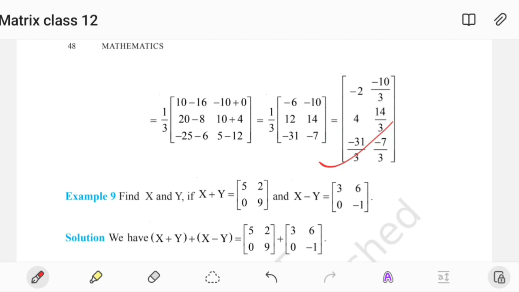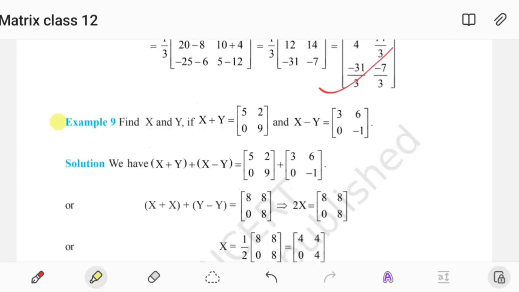We will see further examples and discuss other concepts of multiplication of matrices in the next video. So till now, it is the end of the video.